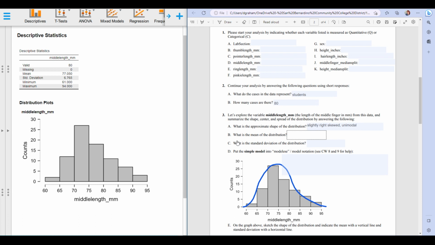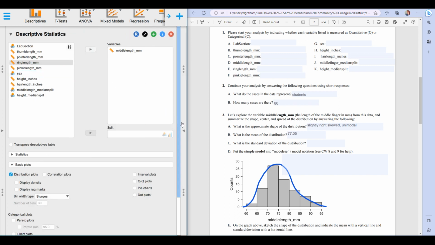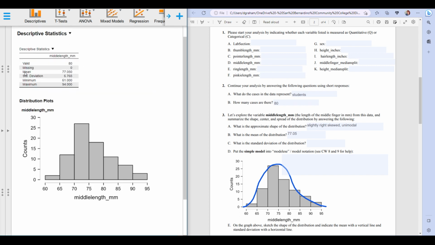But it is there. So in this case, what is the mean of our distribution? We're going with 77.05. That's coming from right here in JASP. Okay, mean. Our standard deviation is right below that, 6.765. I'm going to round. You can generally round to 2 decimal places in this class. I encourage you not to round much more than that. So 6.77.